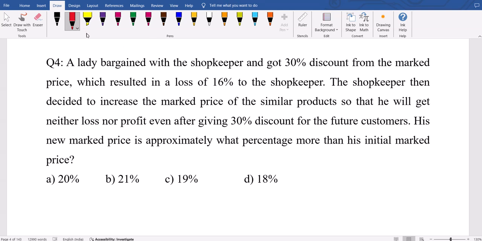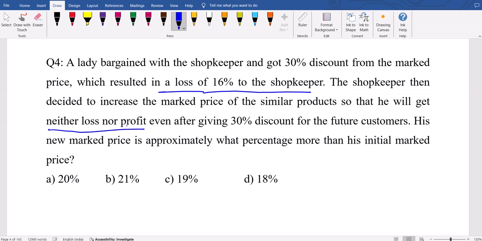So guys, if you observe this question, a lady bargained with the shopkeeper and got 30% discount from the marked price, which resulted in a loss of 16% to the shopkeeper. The shopkeeper didn't calculate it properly, but he got a loss of 16%. Now the shopkeeper decided to increase the marked price of the similar product, and he will get neither loss nor profit even after giving 30% discount for future customers.